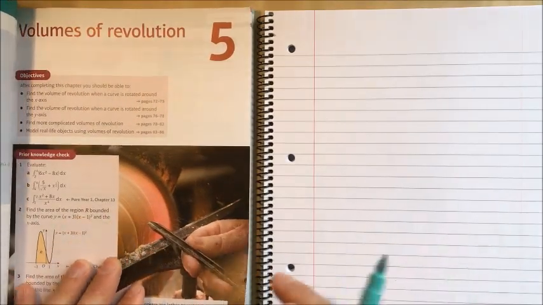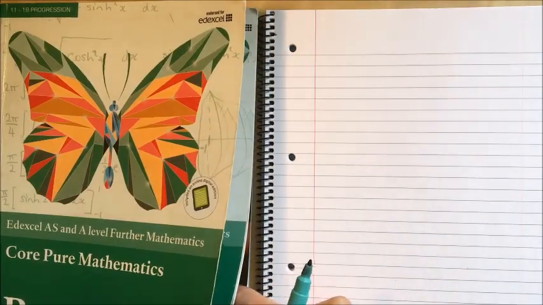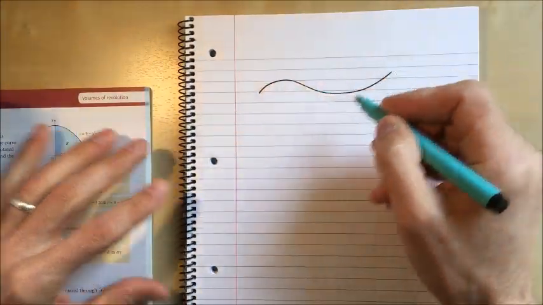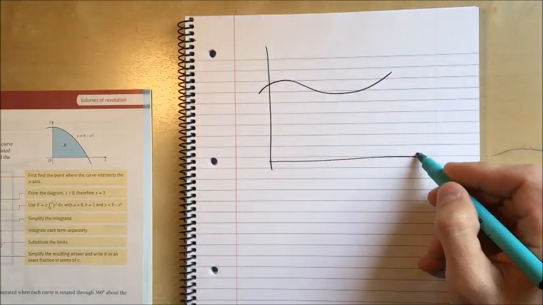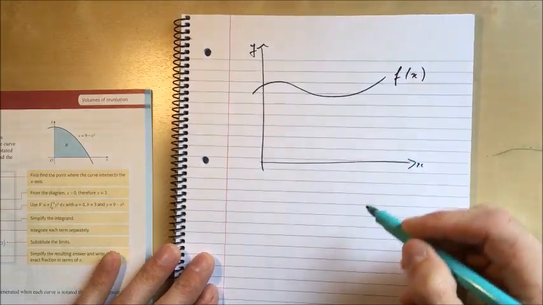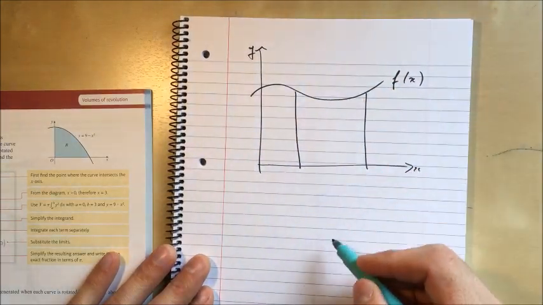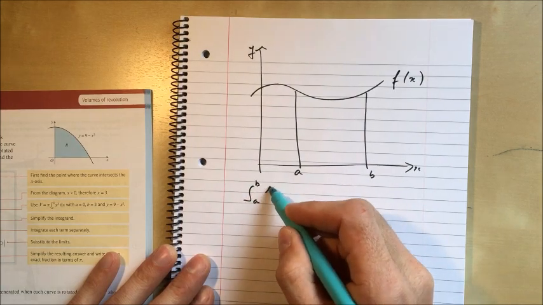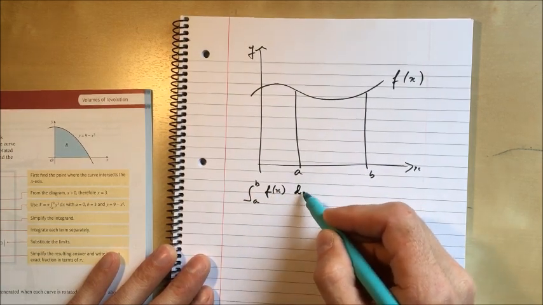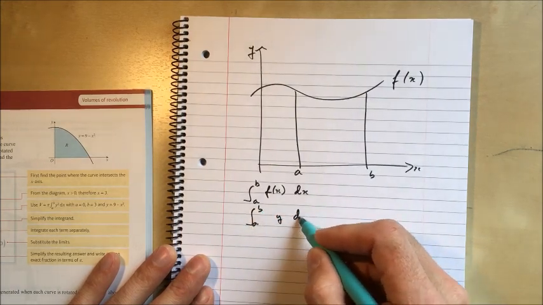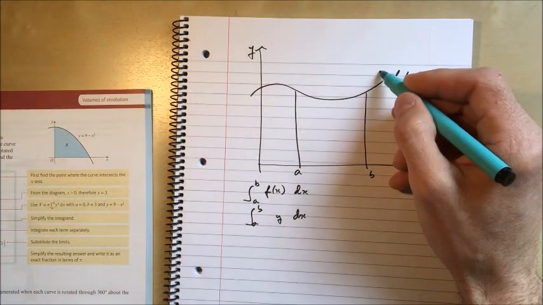We're looking at volumes of revolution, which is chapter 5 of the Core Pure book 1. And the idea with the volume of revolution is this: if we have any old function, doesn't matter what it looks like, which is a function of x, then we know how to find this area here from a to b. That is the integral from a to b of f of x with respect to x, or if you prefer, the integral from a to b of y with respect to x, if this is y equals f of x.